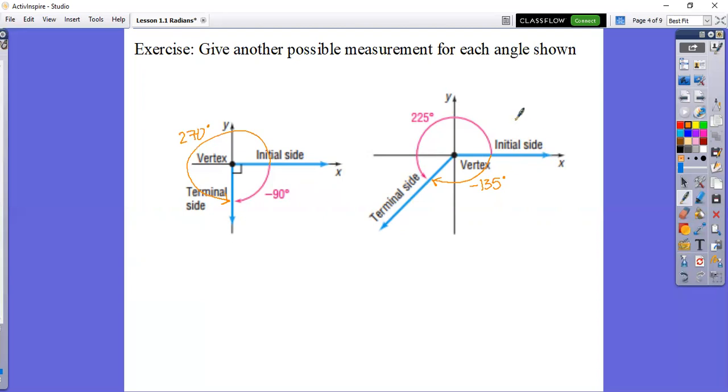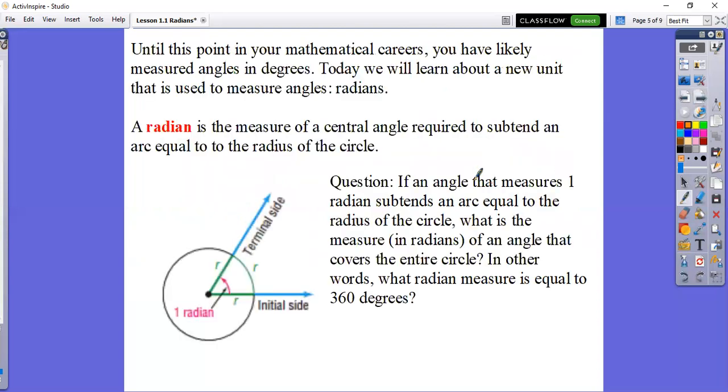Good, so now that we have a little bit of understanding about angles, what they look like, some terminology that goes along with them, we're finally going to talk about radians. So radians are a unit of measurement of angles. You've previously talked about degrees. You know what a degree is. There are 360 degrees in the circle. 1 degree is the amount of openness that an angle needs to cover 1/360th of a circle.